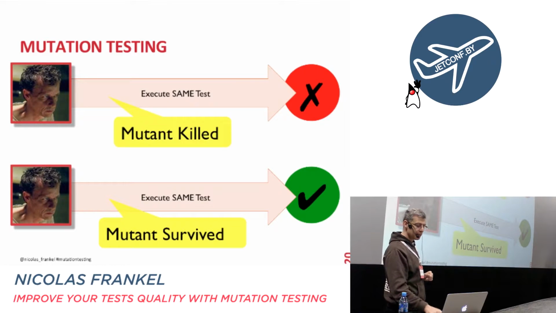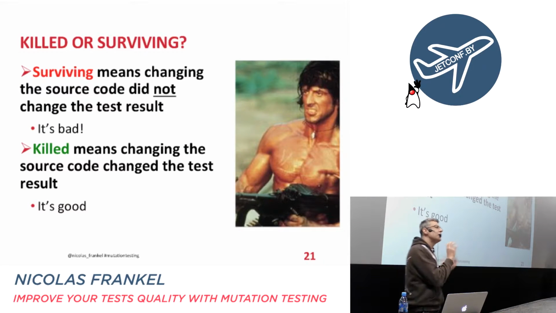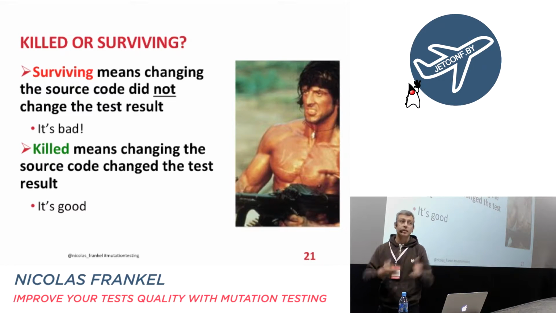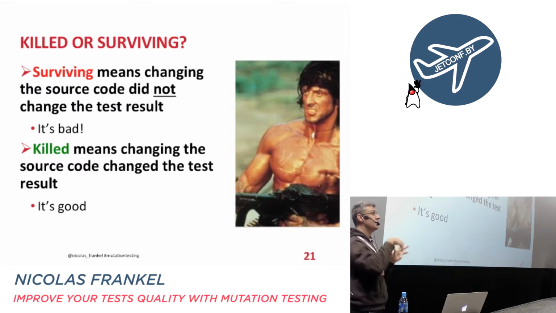So, it's different than in a movie, right? Surviving, it's red, it's bad. Because it means that although we changed the source code, we have the same result. Okay? But if we kill the mutant, which is good, so remember, not in the movie, we kill mutants, okay? Then it means that we change the source code and then test results are different.